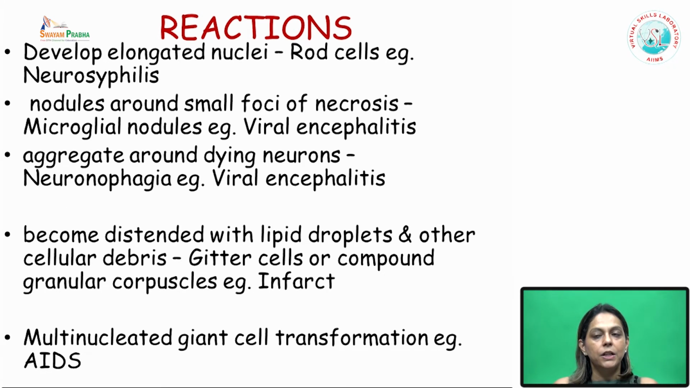They can develop elongated nuclei. These are known as rod cells. They can proliferate in the form of nodules. These are known as microglial nodules. They can surround and destroy a neuron. This is known as neuronophagia. Or they can get distended with presence of lipid droplets in the cytoplasm, which is known as jitter cells. Or sometimes they can get together and form multinucleated giant cells in cases with AIDS. So these are various kinds of reactions of microglia to injury.